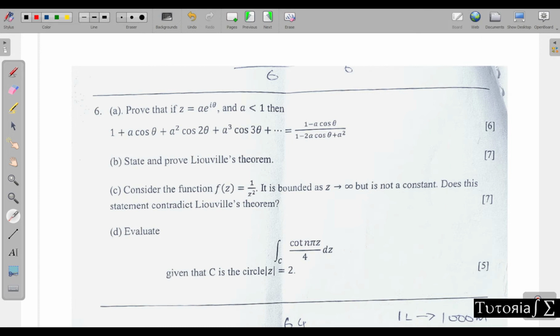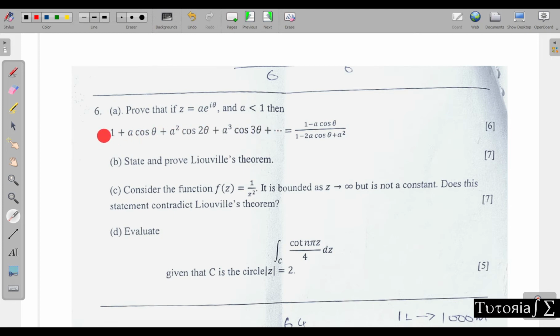So if z is equal to a e to the i theta, and a is less than 1, in this series, 1 plus a cos theta plus a squared cos 2 theta, and so on and so forth, converges to, or the sum of this one is equal to that. So basically, if you check on this side of the equation, we can find the general form of this series. That would be our first step, finding the general form of this series.